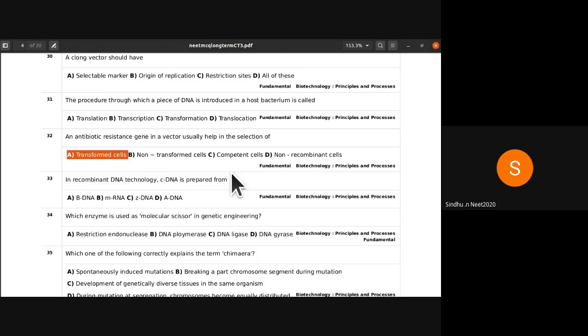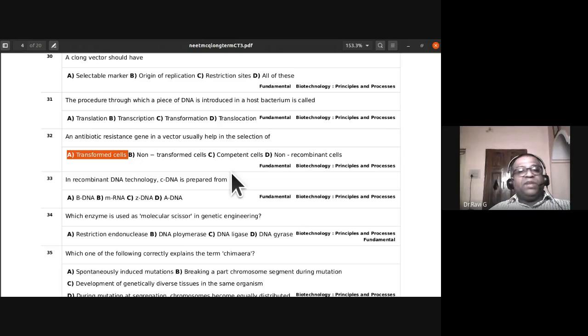Option A, sir. Yes, even I felt the same, because once the transformed cells are there, through antibiotic resistance we can isolate the transformed cells. It helps in the selection of transformed cells. 32nd, A is the answer.